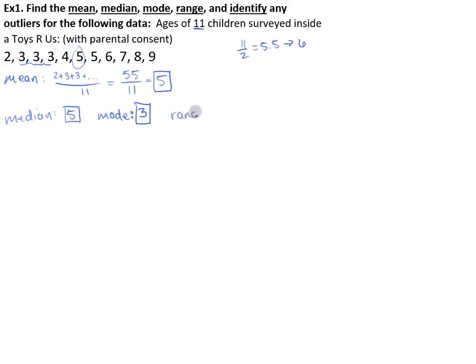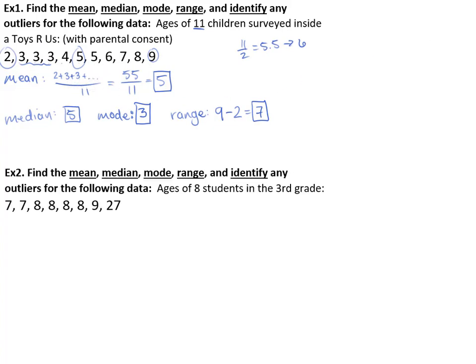And then the range is the largest value, which is 9, minus the smallest value, which is 2. So the range, or how spread out our data is, is 7 units, right? To go from 2 to 9, there's 7 units in our spread. Okay, lastly, are there any numbers in here that stand out as an outlier? I don't know, nothing looks abnormally far, right? I'd say these are all pretty normal values.